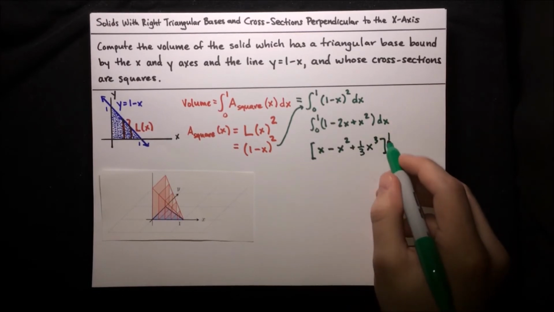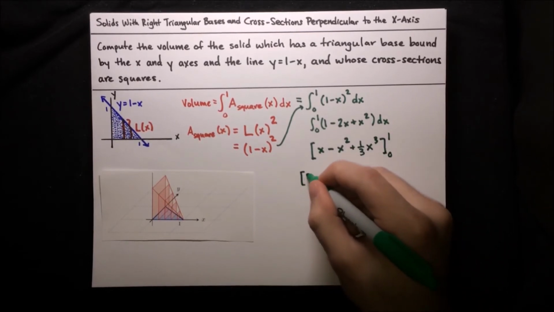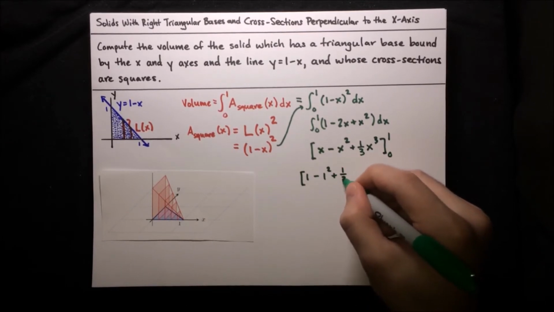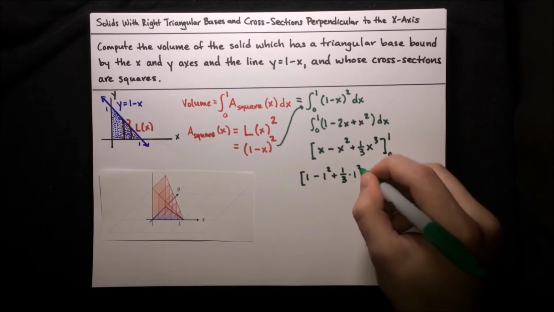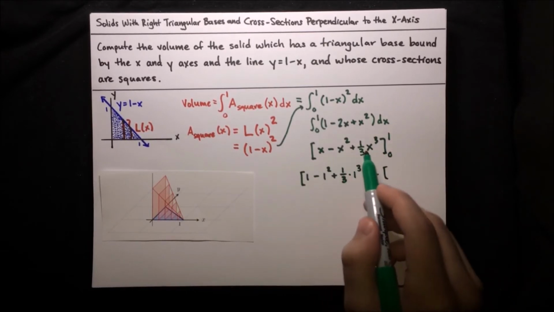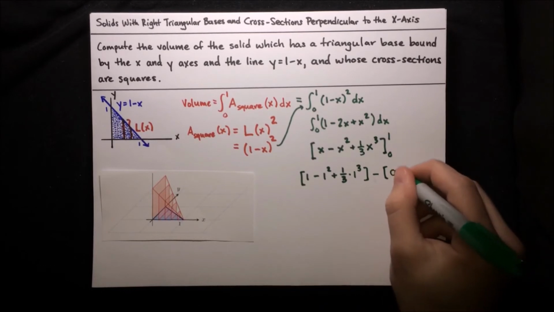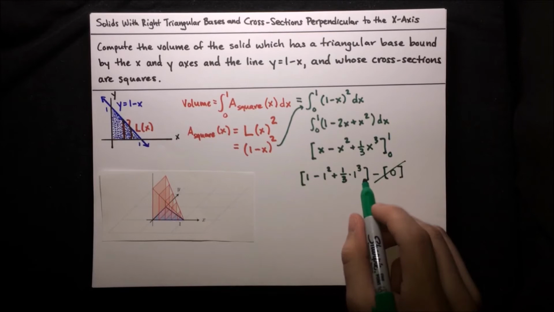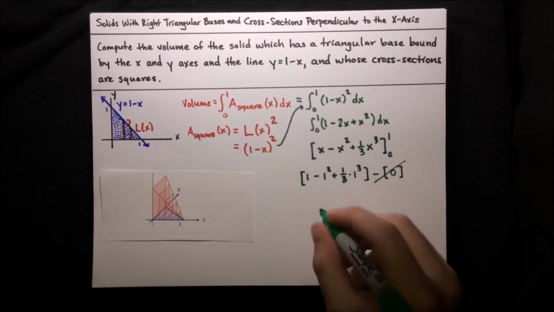So evaluating at the bound 1, we have 1 minus 1 squared plus a third times 1 cubed, and then evaluating at 0, well, everything goes to 0, so just minus 0, so we can totally forget about that part and just focus on this part here. So what does this come out to?